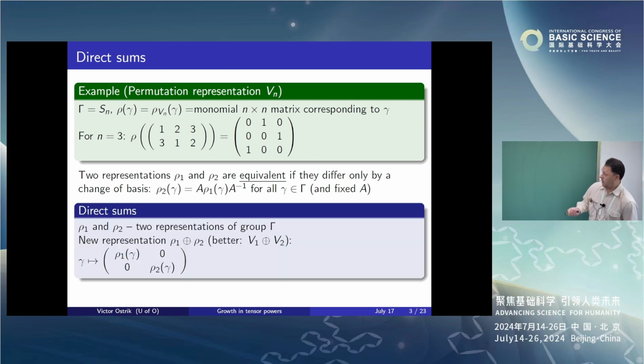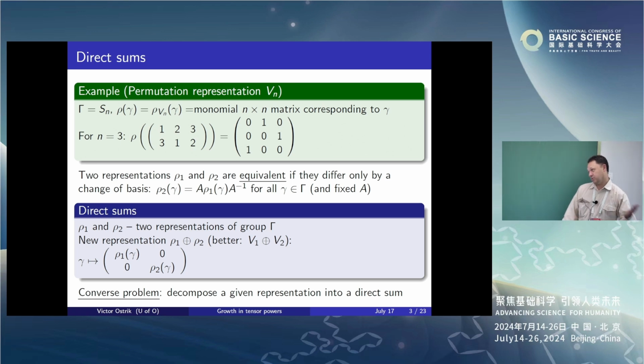Okay. Now let us discuss some basic operations on representations. One operation is the direct sum. If you have two representations, you can build a new one just by writing a block diagonal matrix. This gives you a new representation, and it's considered to be a very trivial operation, so there is not much to say here. But you can make it interesting if you think about this backwards. I will give you some representation, and I will ask you whether it decomposes into a direct sum or not. Try to decompose it, and this makes things much more interesting.